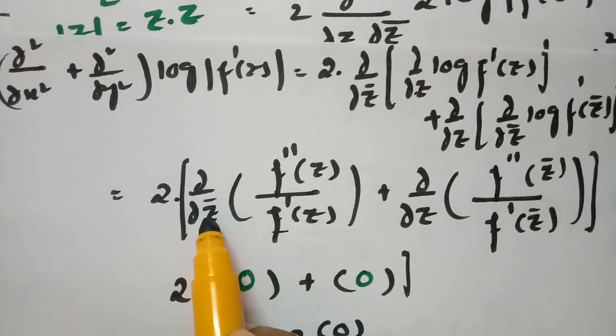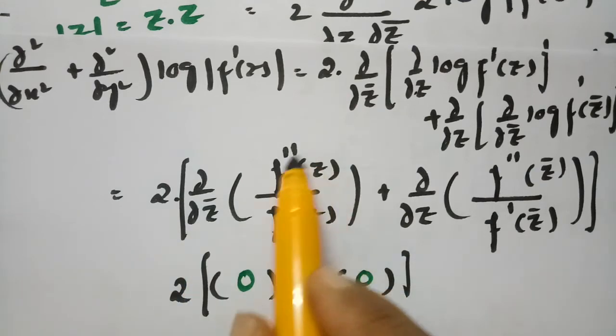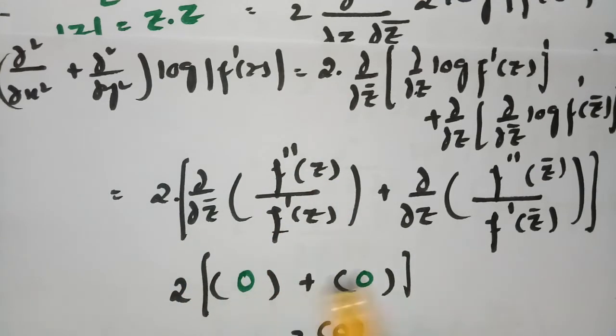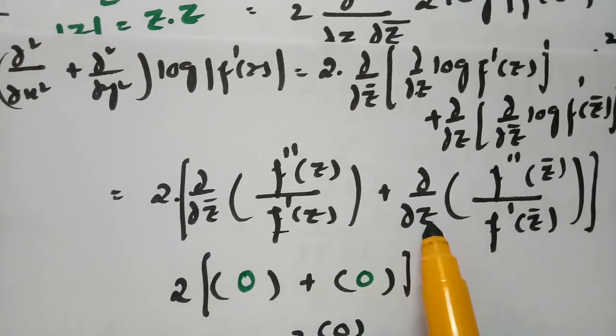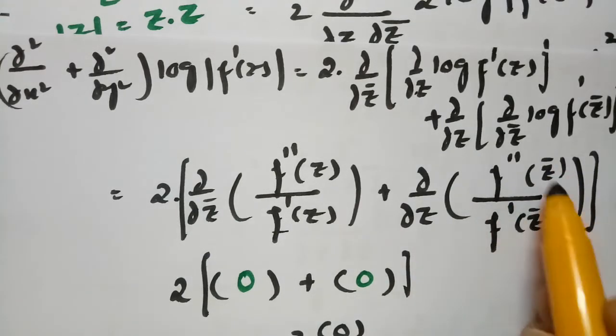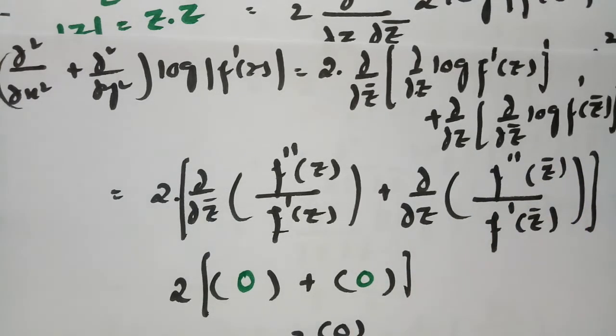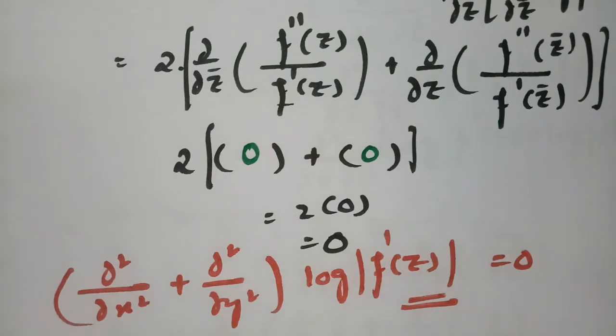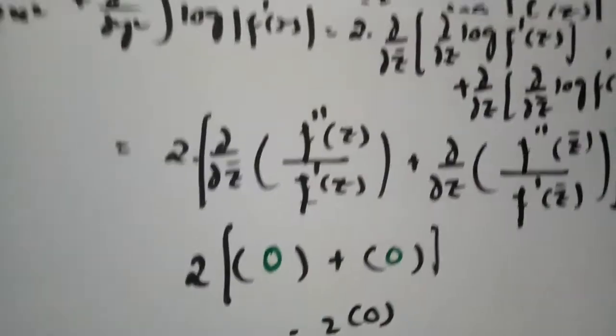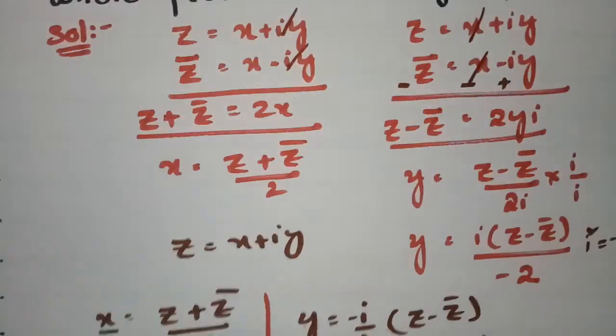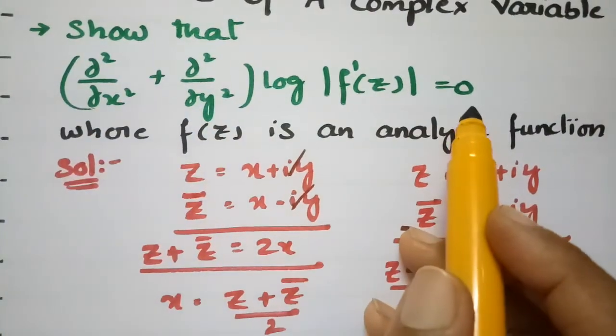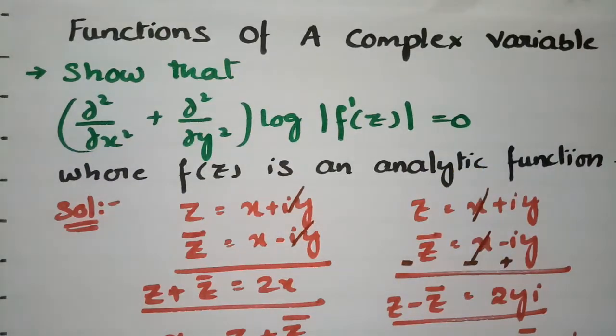So if I take a derivative with respect to z bar, there is no z bar term here, it is 0. If I take a derivative with respect to z, there is no z term, everything is z bar, so it is 0. So I got the value as 0. Therefore, according to our question, it is asked to show that this value is 0, and I have shown it is 0. And this is how we have to solve.